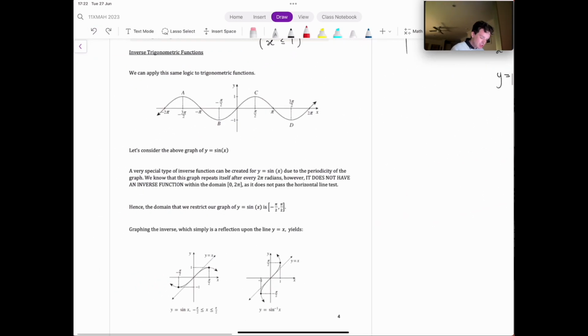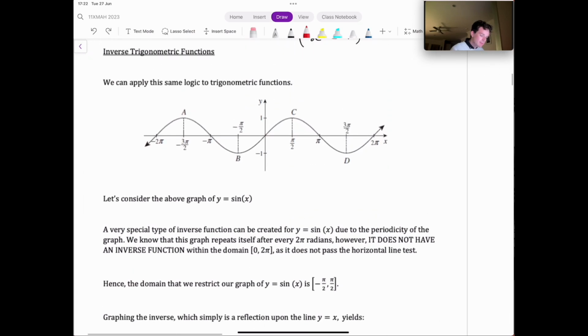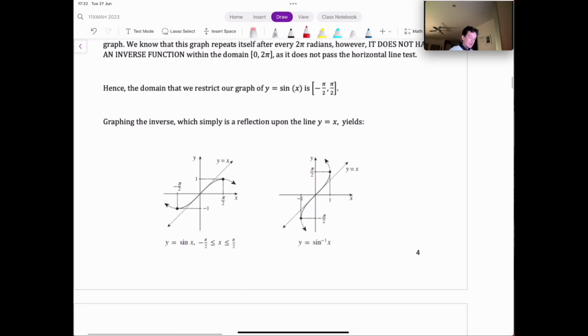So what we're going to do is restrict the domain using our rules. The rules suggested that we start at a turning point. So here we've got a turning point, here we've got a turning point. And it also said we must include 0 if we can. So we're going to restrict the domain of y equals sine of x from minus pi on 2 to pi on 2. So if the inverse function is simply a reflection in y is equal to x, then we get the graph of y is equal to sine minus 1 of x.